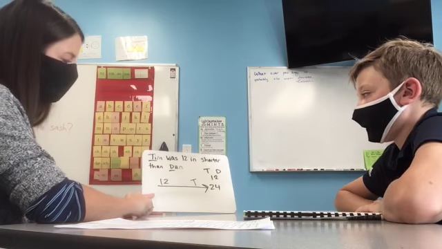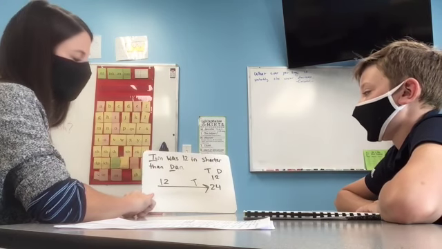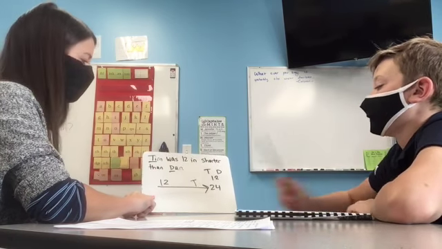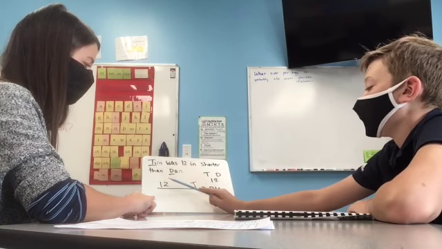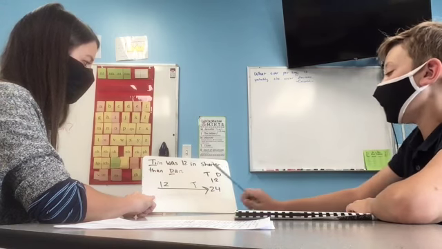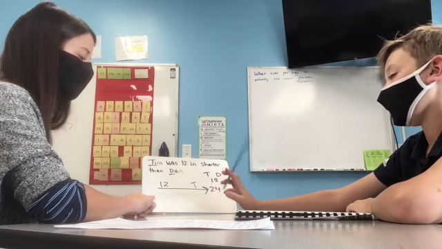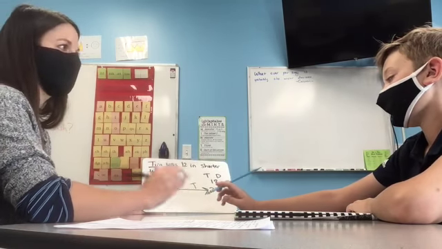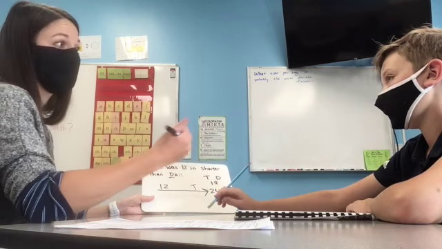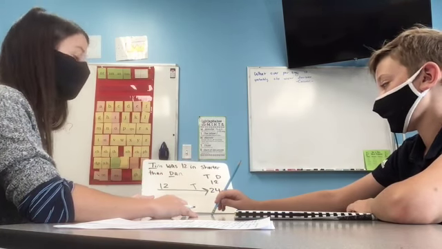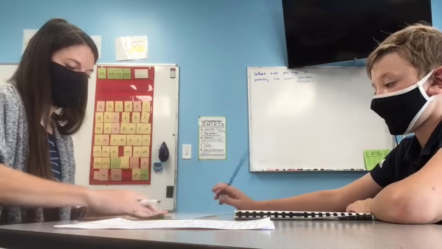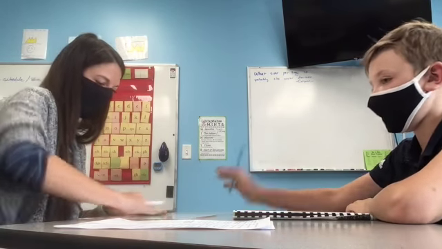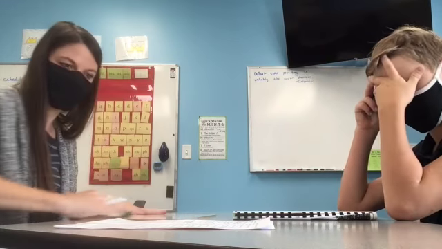Now, how would you be able to find T? We'll do D minus 12 equals T, 24 minus 12 equals T. And 24 minus 12 is 12. So you can figure it out if there's two numbers, which you're used to doing. It's a little different when there's two letters. 12 plus 12 equals 24. Yes, you are correct.